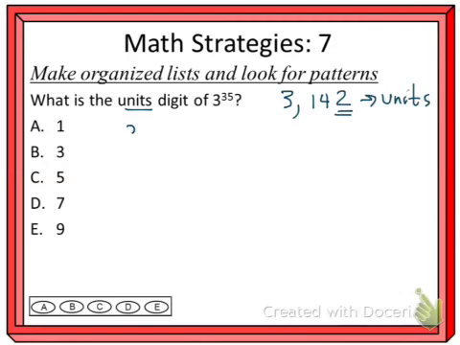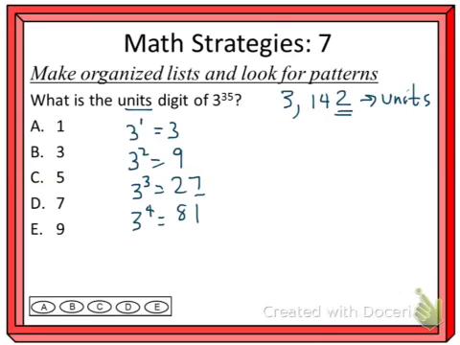Okay, so now what we're going to do is we're just going to look at powers of 3. So I'm going to go 3 to the first power. 3 to the first power is not 9. What? 3 to the first power is 3. 3 to the second power is 9. And 3 to the third power is 27. We're just looking at the 7. 3 to the fourth power is 81. We're just looking at the 1 units digit.